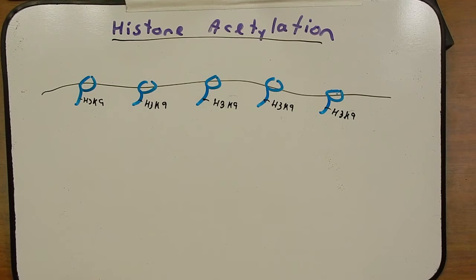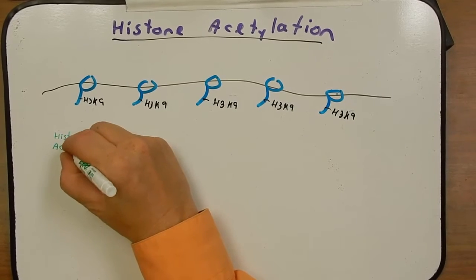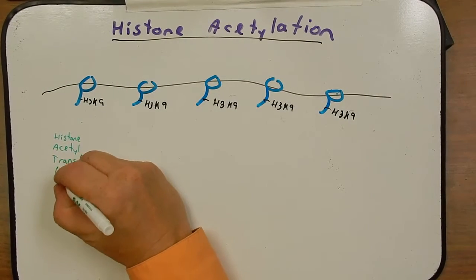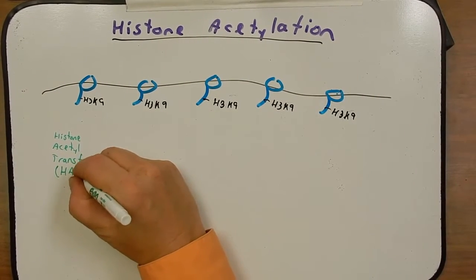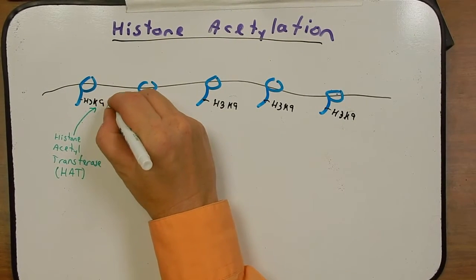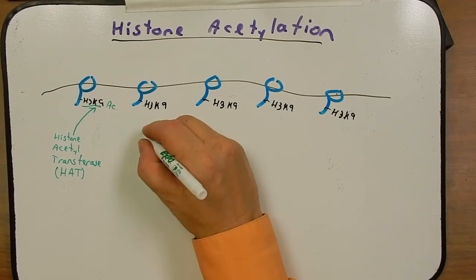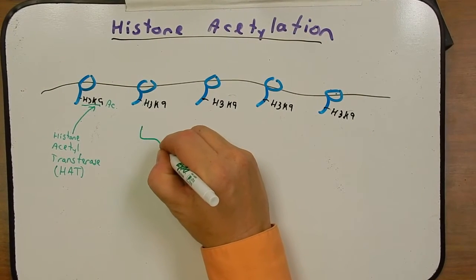The enzyme that is involved here in adding that acetyl group is called histone acetyltransferase. We call it HAT, H-A-T for short. And it will come along here and add this acetyl group to it. So how does it add this acetyl group? Well, let's go ahead and draw kind of this generic looking enzyme.